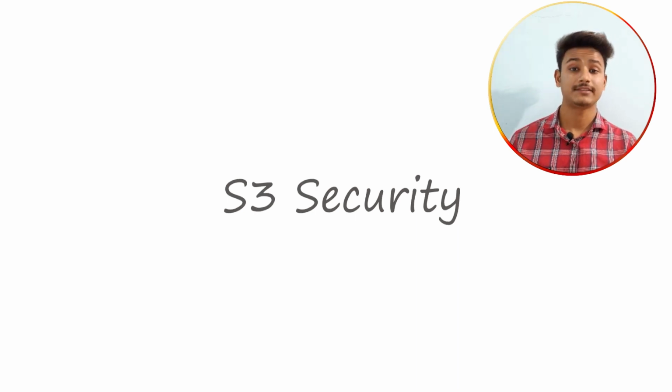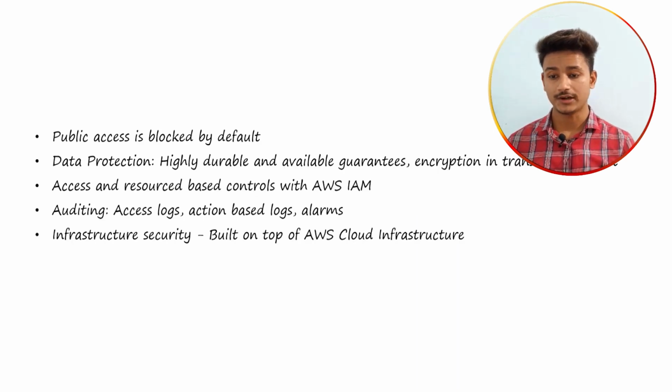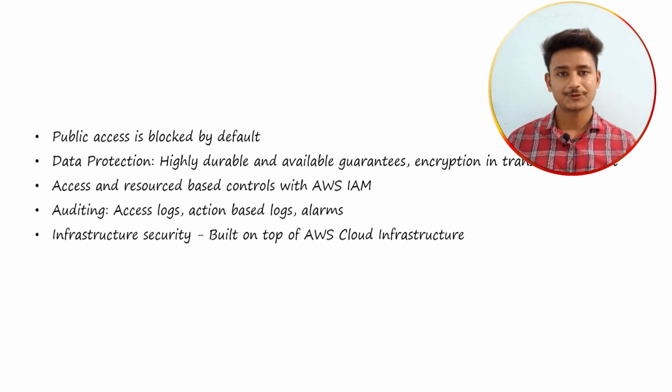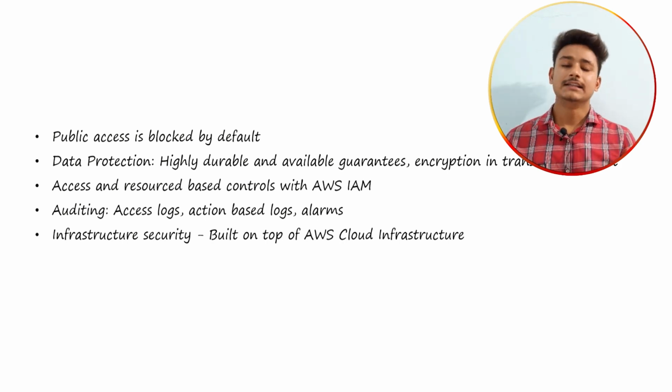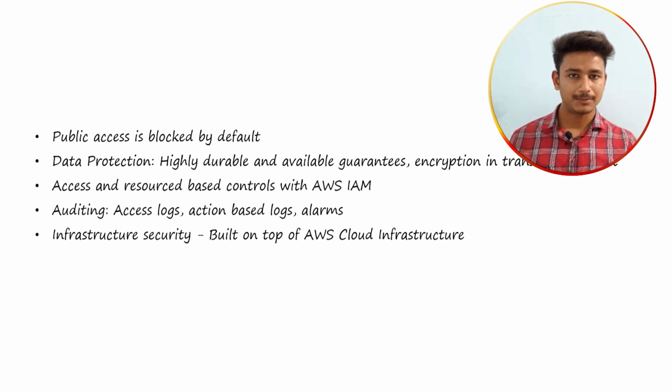Then comes S3 security, the most important. When we talk about Amazon S3 security, accessibility can be of two types: public or private. By default it is private, not public. Public access is blocked by default, but if you want to share the resources with others, you can make it public as well, though in most cases you don't want to.